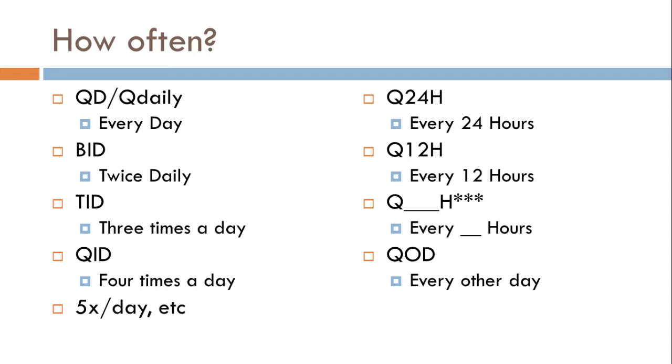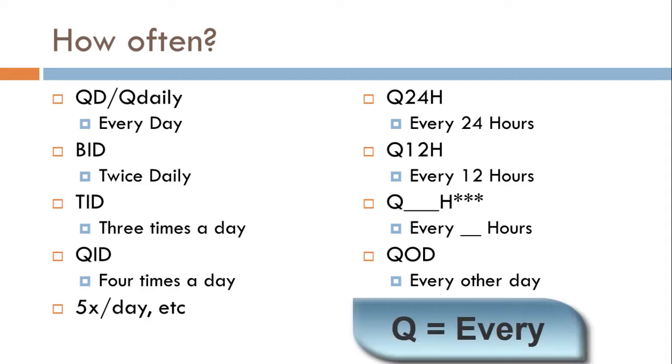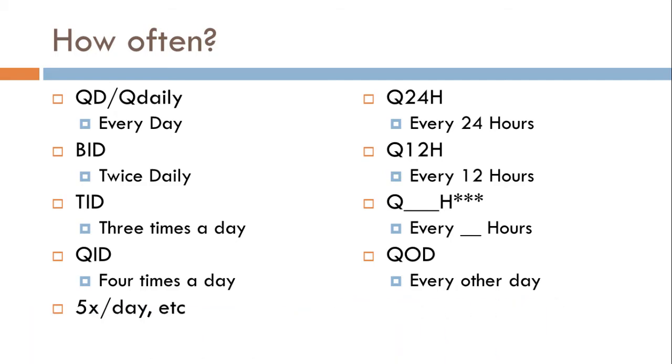You can see Q 24 hours. Anytime you see Q, you can replace the word every for what you see there. So Q 24 hours is every 24 hours, or Q 24H here, every 24 hours. Q 12H, every 12 hours. And then I just put Q blank H, because you can have Q 2H every 2 hours, Q 5H every 5 hours. Whatever the prescriber deems appropriate for the prescription, they may put it like that.